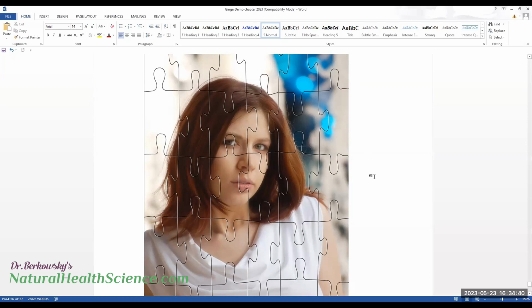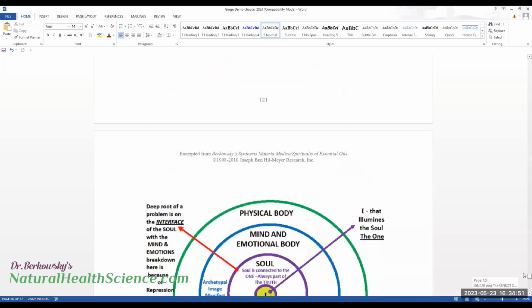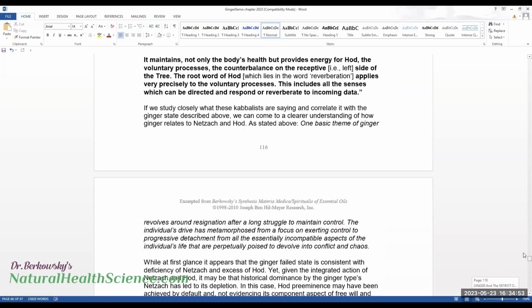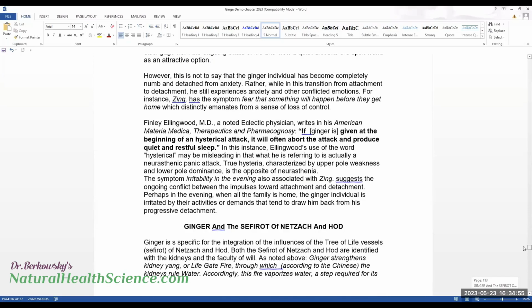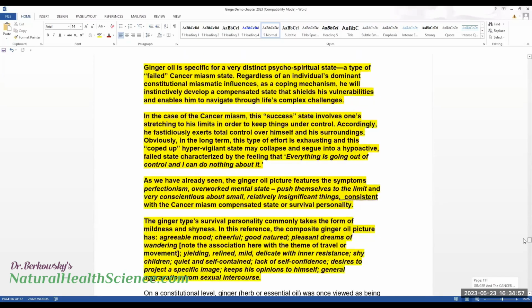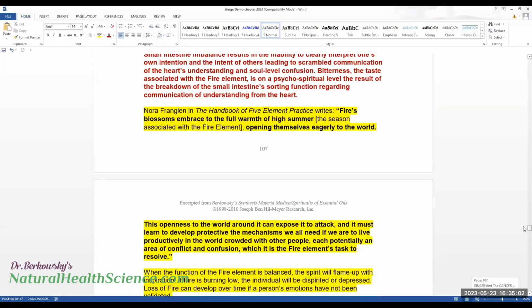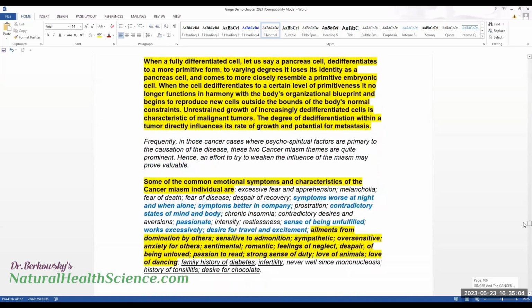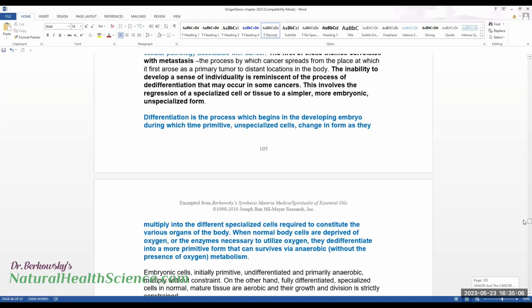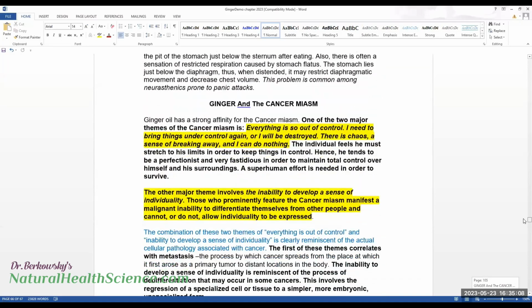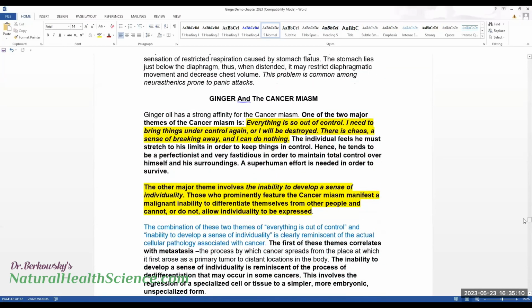So any questions before I get on to the ginger, my discussion of ginger? Okay, so let's move on to ginger now. And let's go back, and I'm only going to cover one aspect of ginger tonight, and that's going to be the cancer miasm. So I'm not going to be able to cover all of it either, but I will jump around enough to give you an idea.